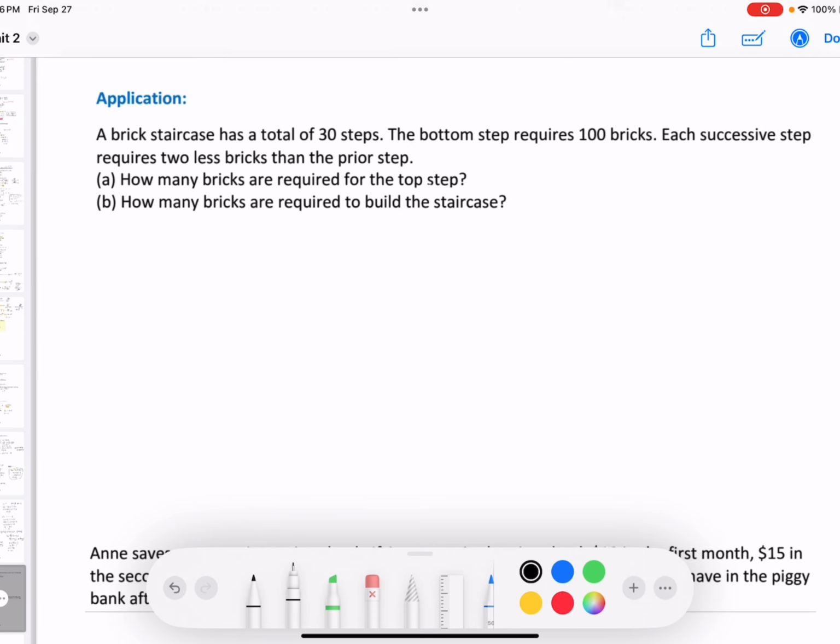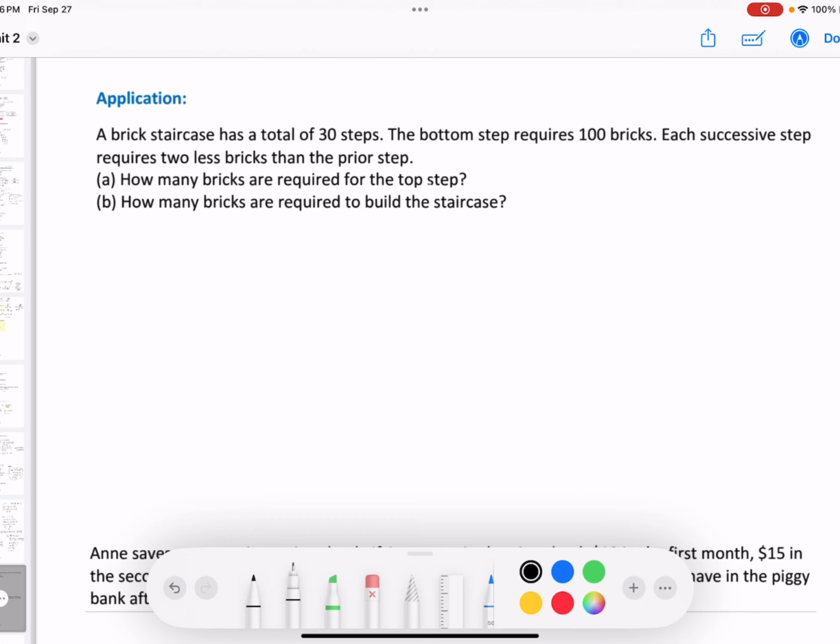Let's see the application question. A brick staircase has a total of 30 steps. The bottom step requires 100 bricks. Each successive step requires 2 fewer bricks than the prior step. The first question is, how many bricks are required for the top step?